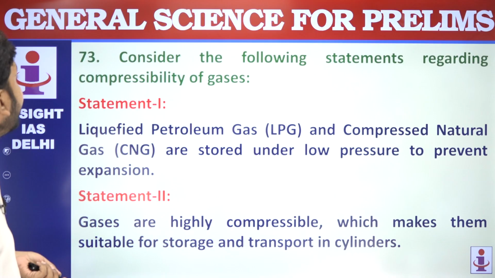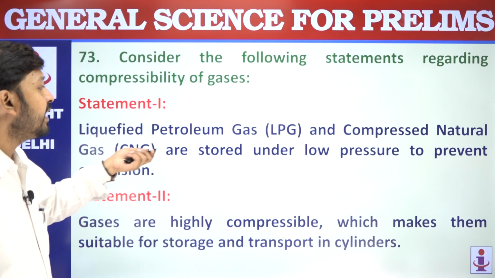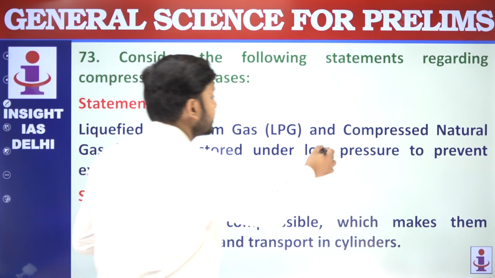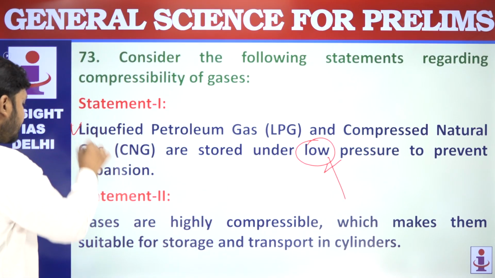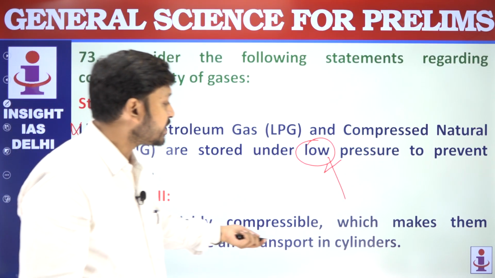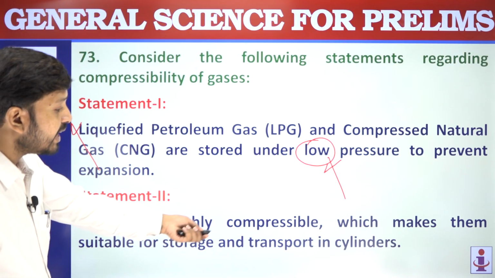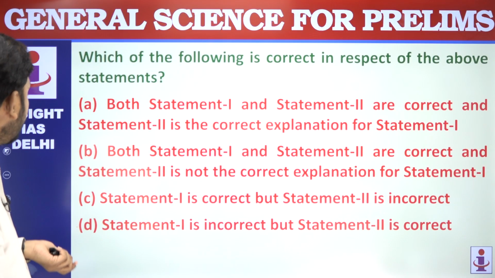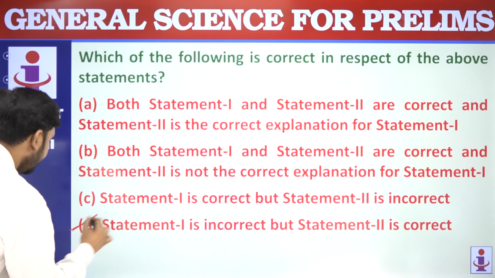Consider the following statements regarding compressibility of gases. Very simple question. Statement 1: Liquefied petroleum gas and compressed natural gas are stored under low pressure. No, they are stored under high pressure. So this is the wrong statement. Gases are highly compressible, which makes them suitable for storage and transport in cylinders. This is the right statement. So the first one is wrong and the second statement is correct. So our answer will be D.